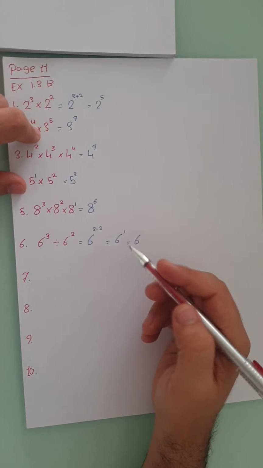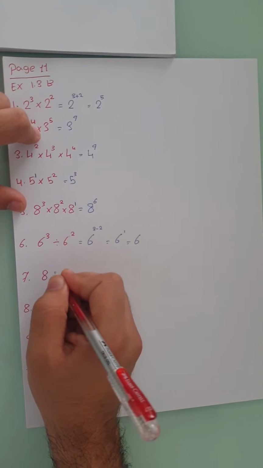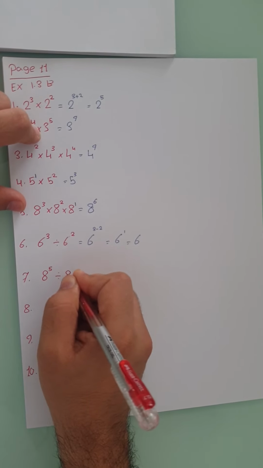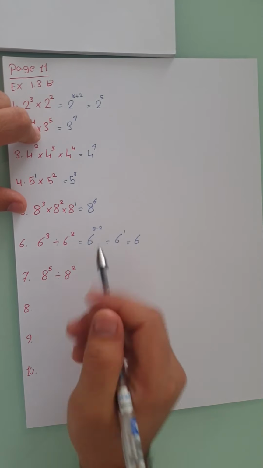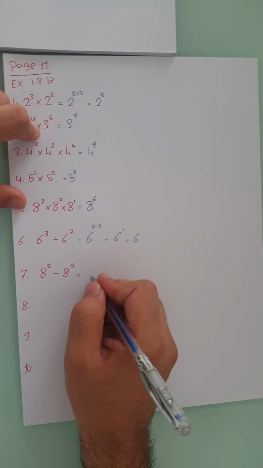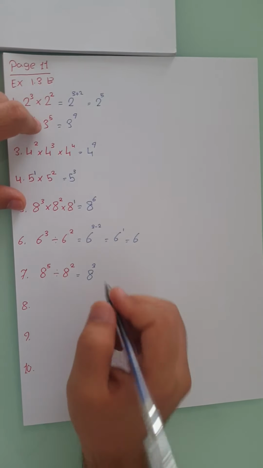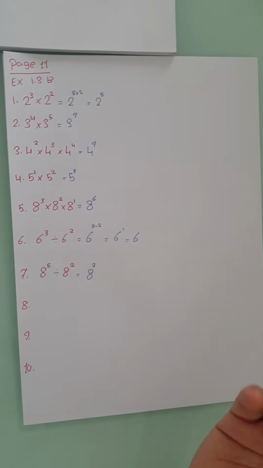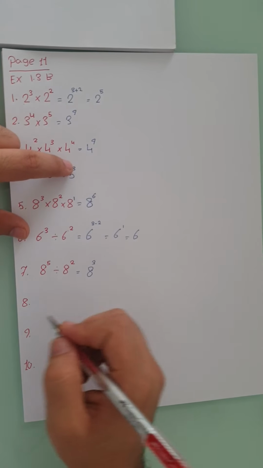Okay. Question number 7. 8 to the power of 5 divided by 8 to the power of 2. Okay. So same base, division. What shall happen to the powers? We subtract them. So 5 minus 2, how much? 3. Please mind the signs. Usually, sometimes we have a negative value, okay? You'll go through the examples later.